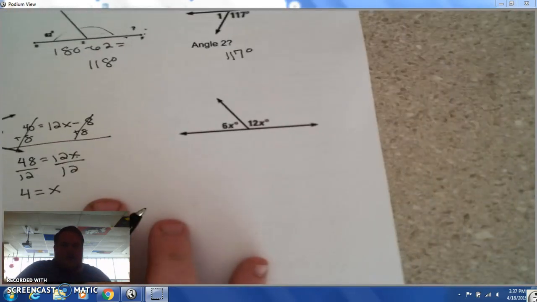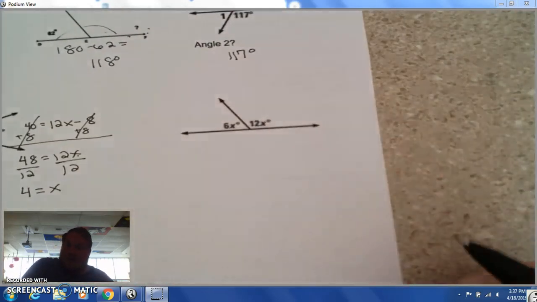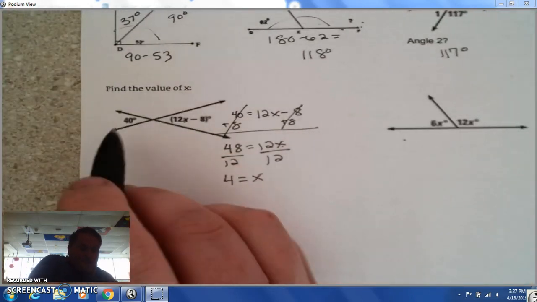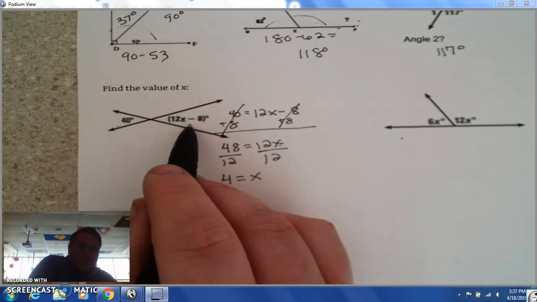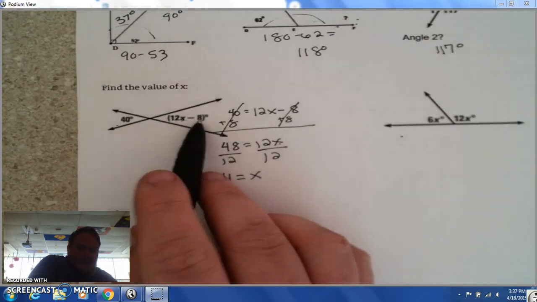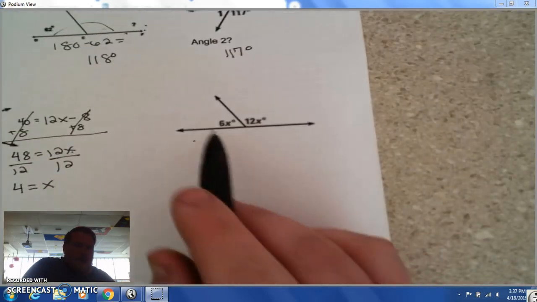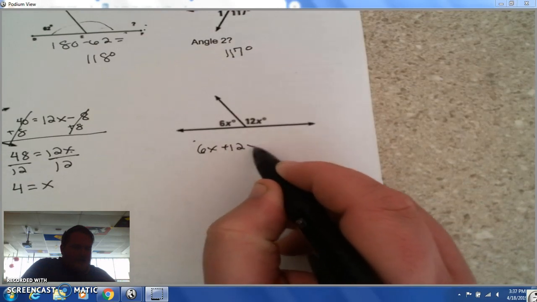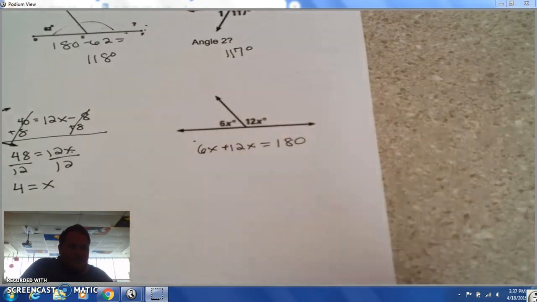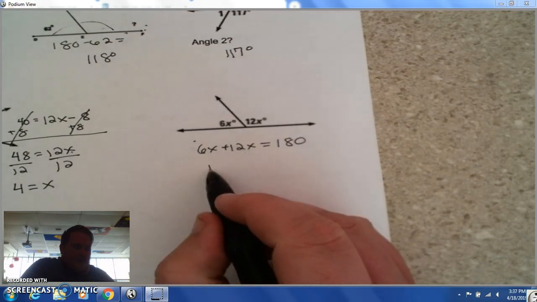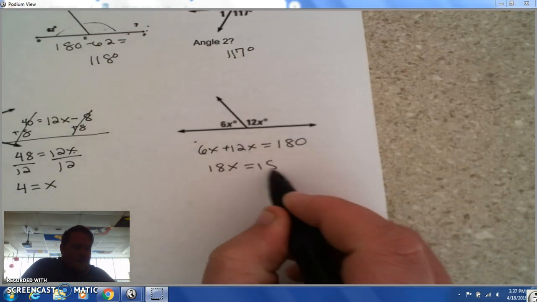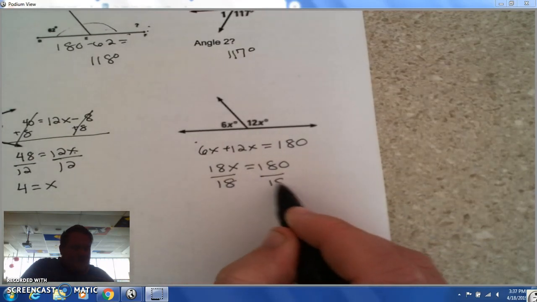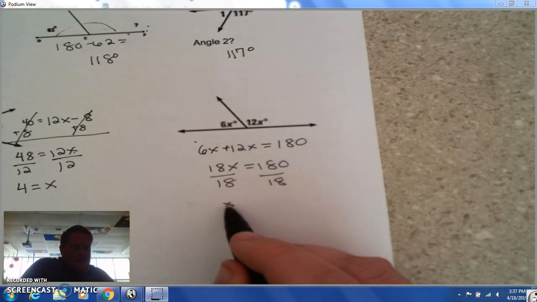Okay. Here, these two angles will equal 180. So here I set these equal to each other because 40, and this side's also got to equal 40. So 12 times 4 minus 8 gives me 40. But here, I'm adding the two together to get 180. So 6x plus 12x equals 180. These are like terms, so I can combine them. And 18x equals 180. And I have to divide by that 18. Okay. And x is equal to 10.